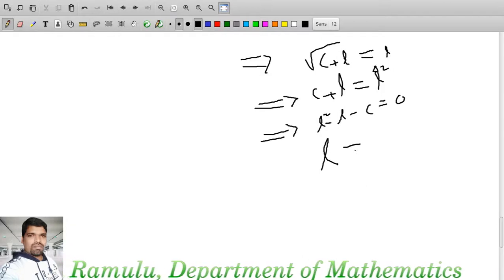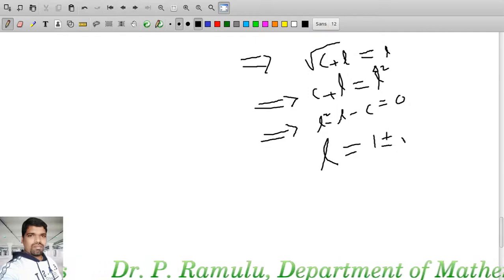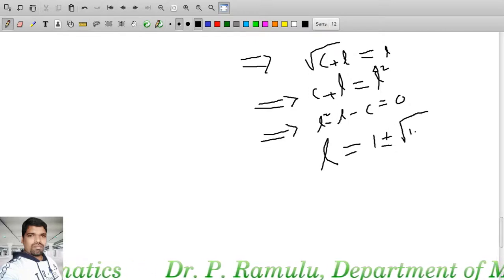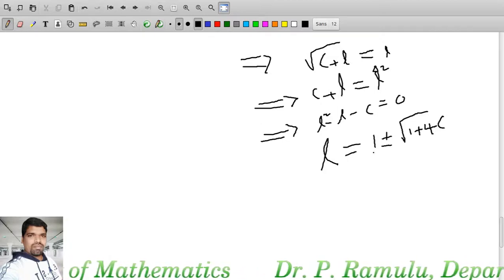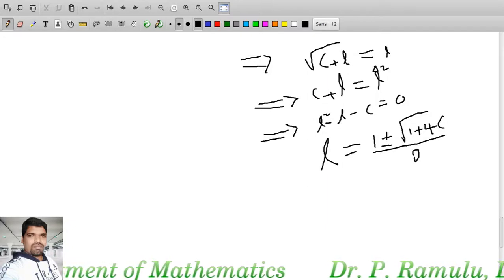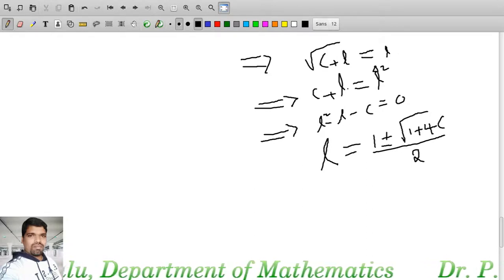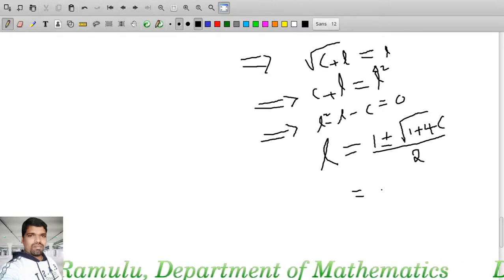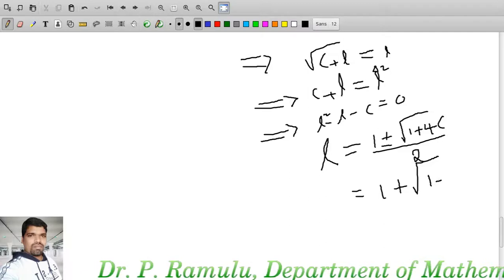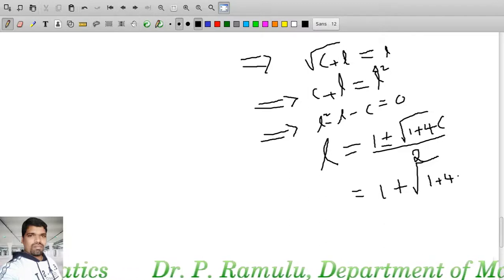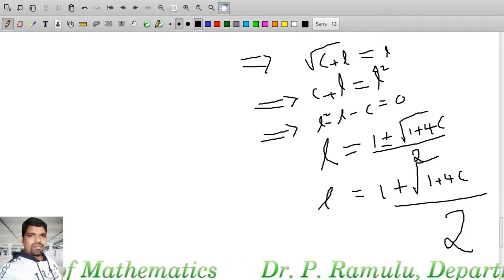L is equal to minus b, nothing but 1, plus or minus the square root of b square minus 4ac, nothing but 1 plus 4C, divided by 2a, nothing but 2. So here, my terms cannot take negative values. So I am writing my limit as L equal to 1 plus root of 1 plus 4C, divided by 2.